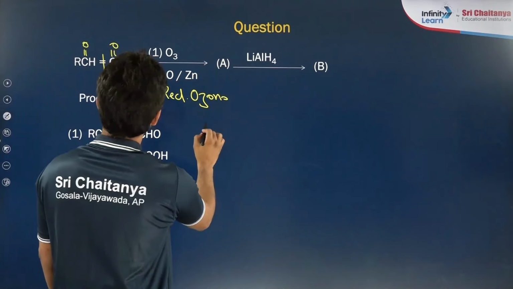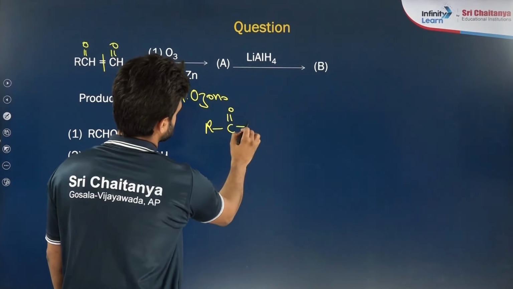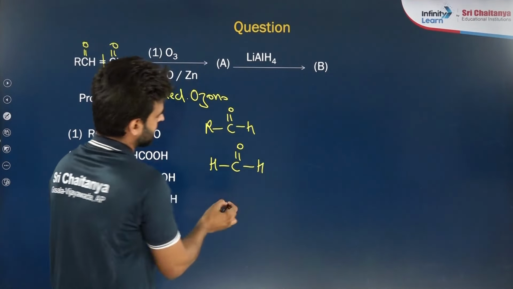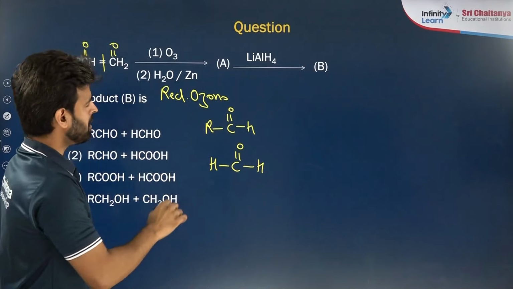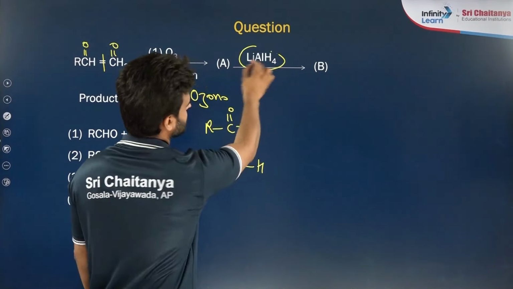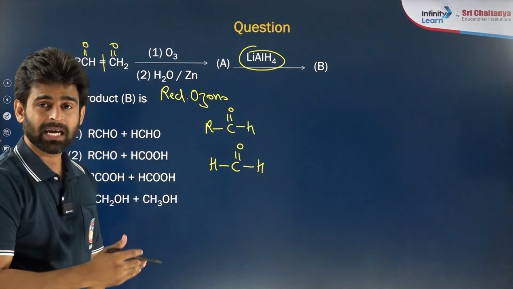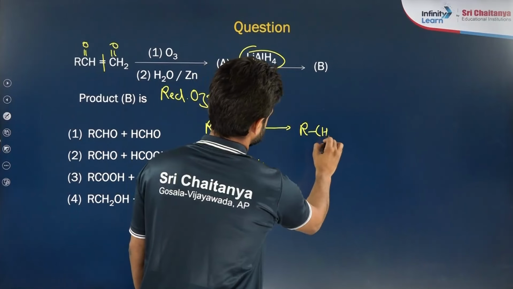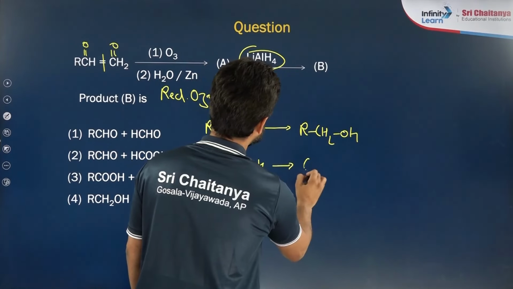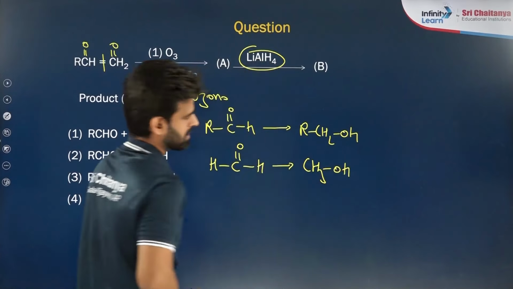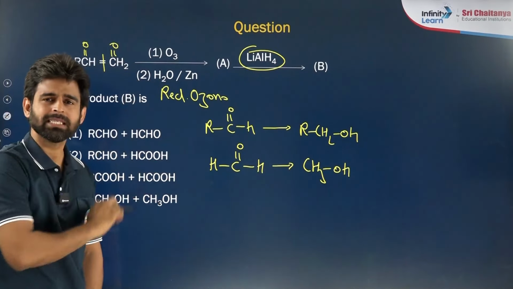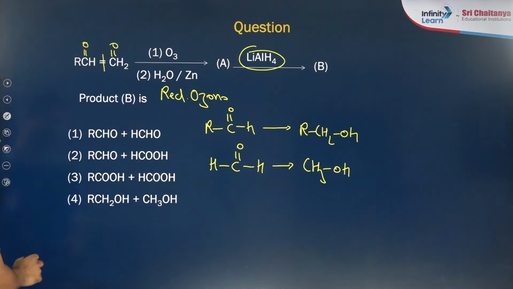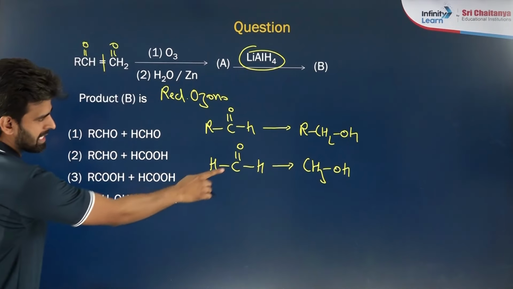Now what will I get here? I will get RC double bond OH, and from this side we get HC double bond OH, right? We are getting our aldehydes. Now LiAlH4 is a good reducing agent which will reduce aldehydes into alcohol, right? This will reduce to alcohol this way, and definitely this will give us CH3OH, right? First of all, reductive ozonolysis, and second thing, reduction with the help of LiAlH4. So we can find our right option. This is RCH2OH and CH3OH, right?